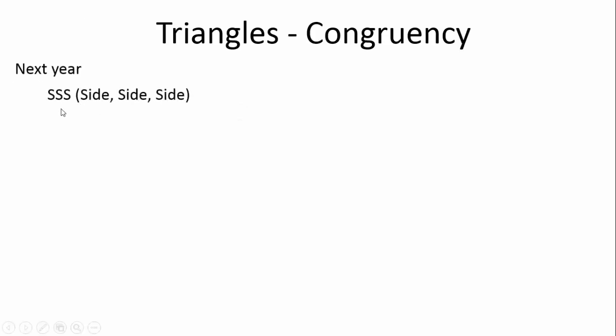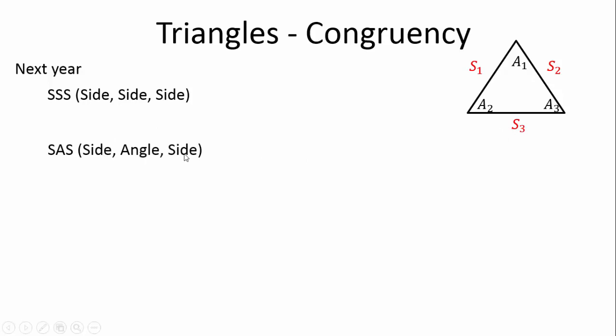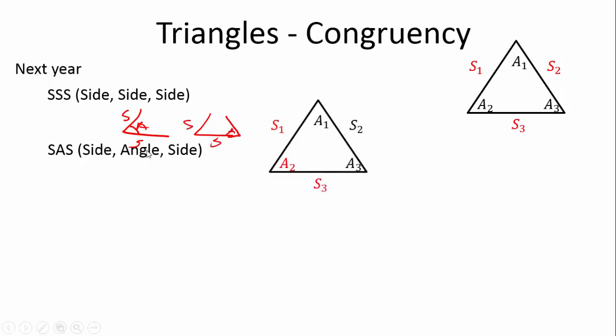Next year, you're going to learn about side, side, side, which is a proof to prove that a triangle is congruent if all the sides are the same. You're going to learn SAS, which is side, angle, side. This means that the angle has to be between the two sides, right? It can't be like that, side, side, angle, right? So that is side, angle, side. That's a proof to show that these triangles would be the same. I'm not getting too in depth on this. You're going to deal with it next year.